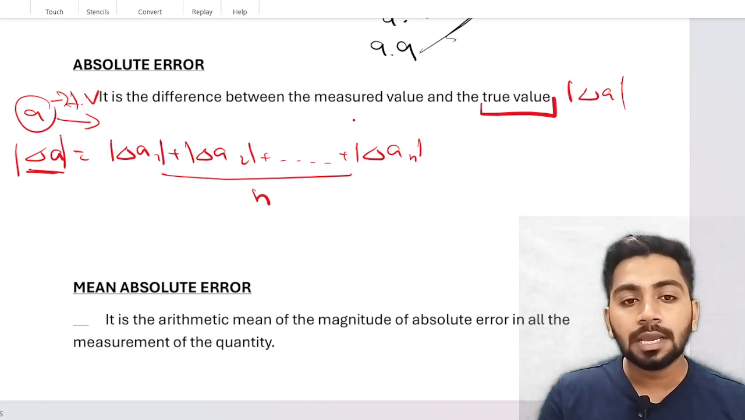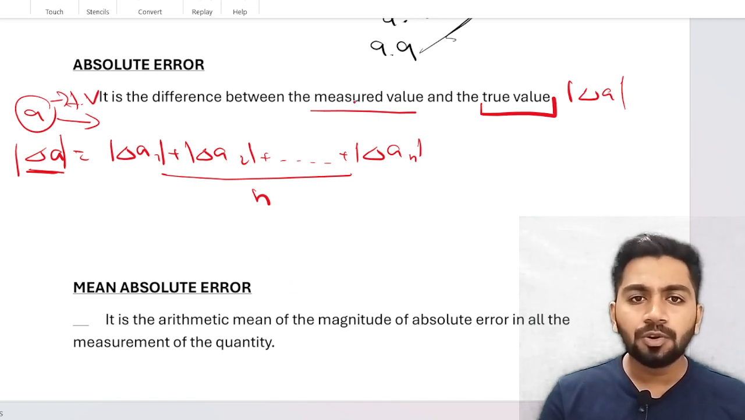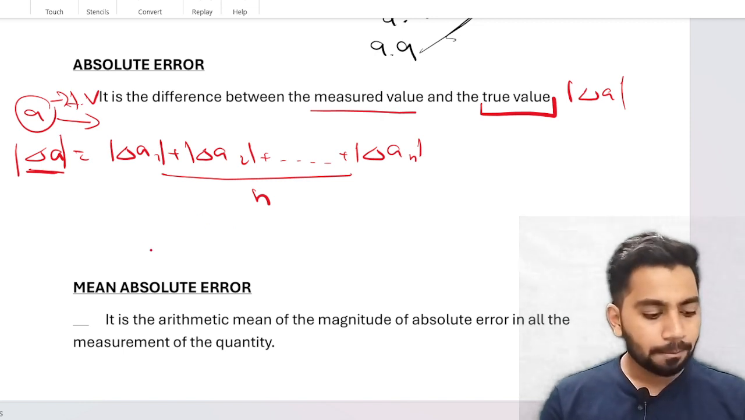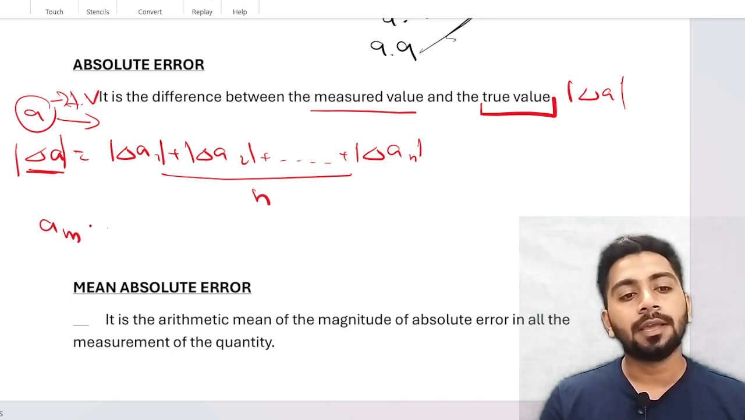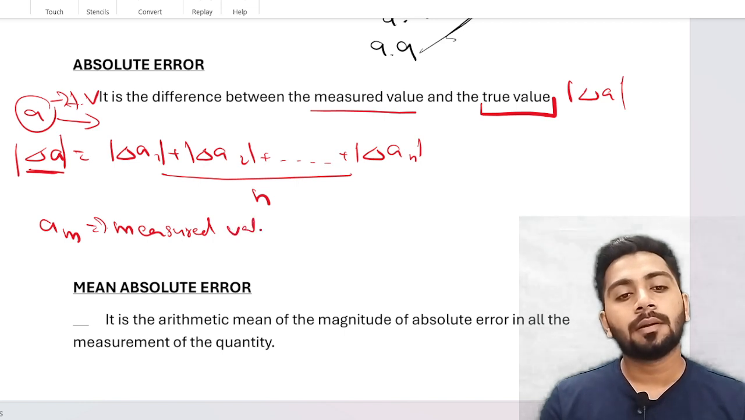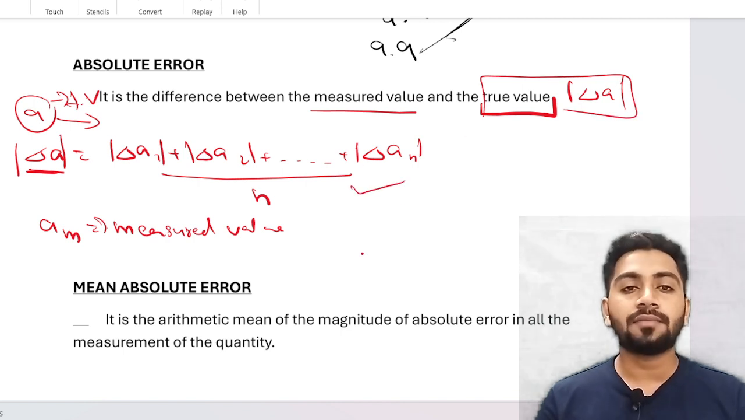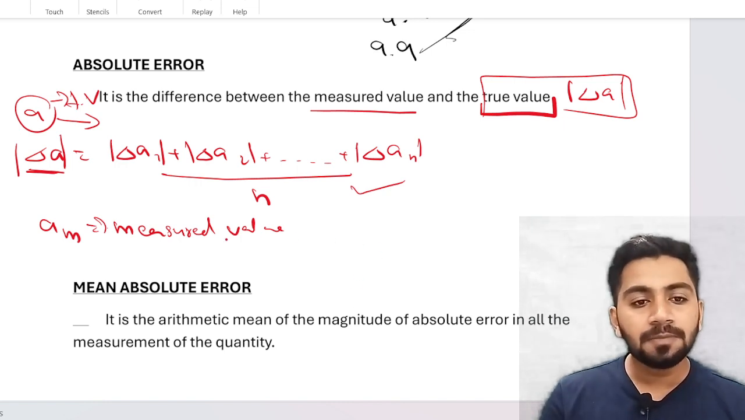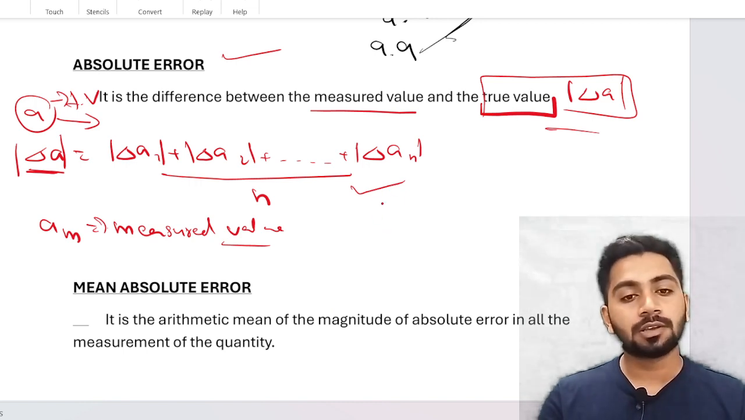Now absolute error means the difference between the measured value and the true value. You just got the true value. The measured value you will get by doing the experiment one time. Let's say your measured value is equal to m. This is your measured value, and this is your true value. The true value you get by repeating n number of times, and the measured value you measure just one time. The difference between these two is called your absolute error.